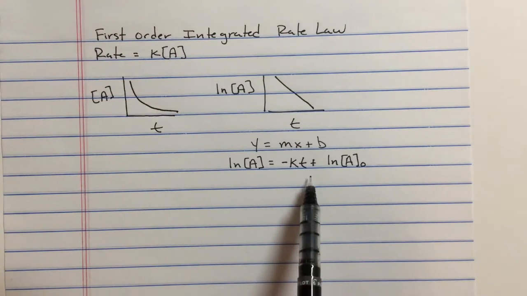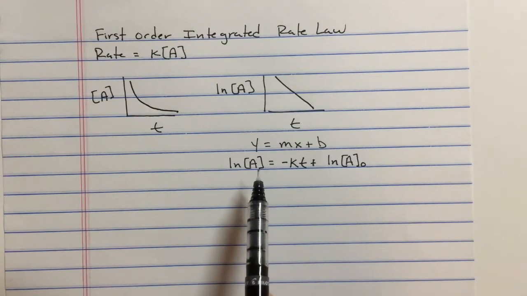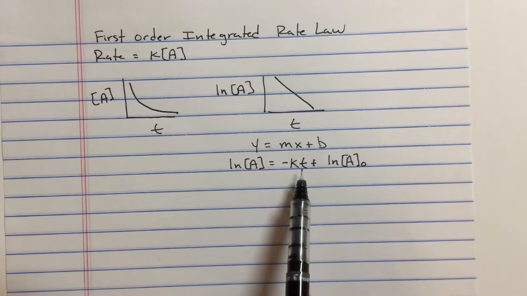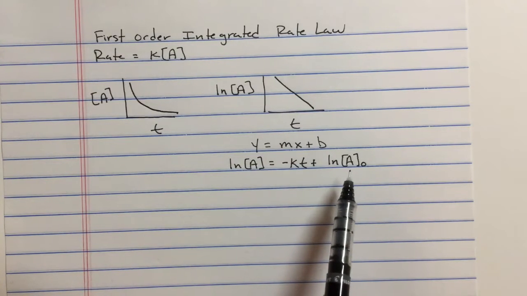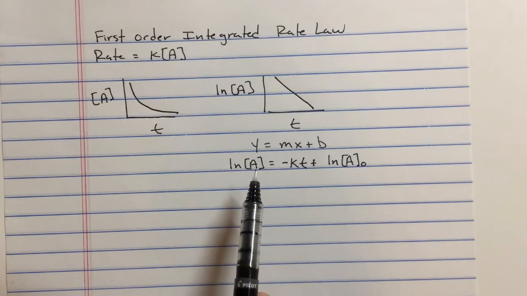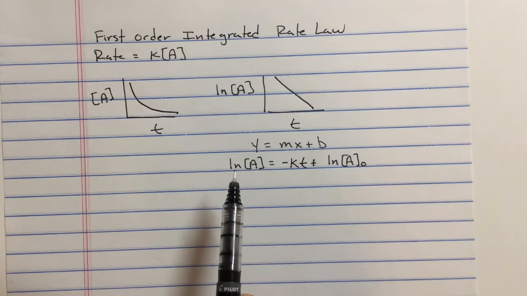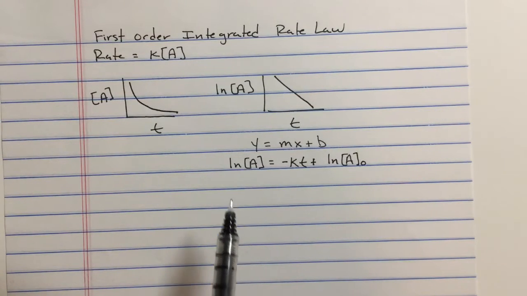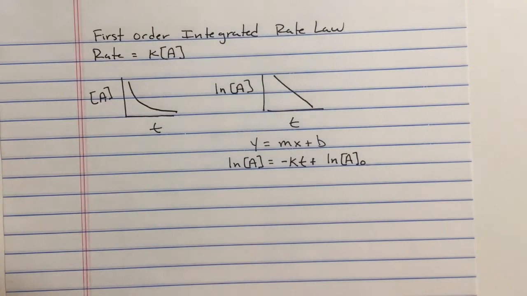Now again, what does this tell us? Well, it tells us that we can find the concentration of A at any time as long as we know the rate constant and the initial concentration. Now be careful with the first order integrated rate laws, because the concentration of A is inside the natural log. And so we have to do a little bit of work to find the concentration. We have to get rid of that natural log, which is something that we've done earlier this semester, so you know how to do that.